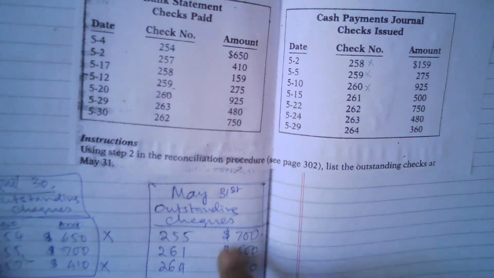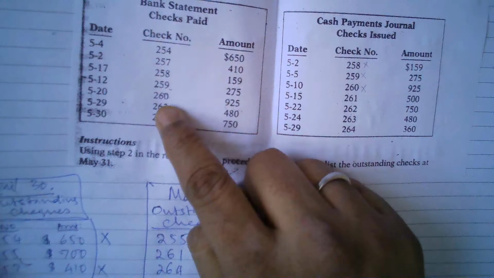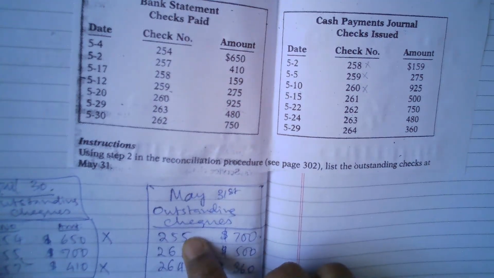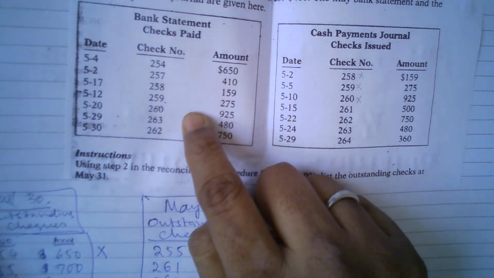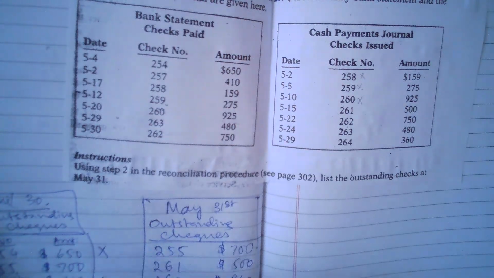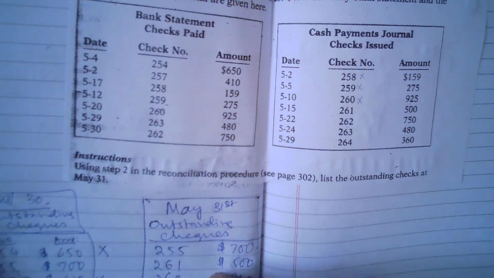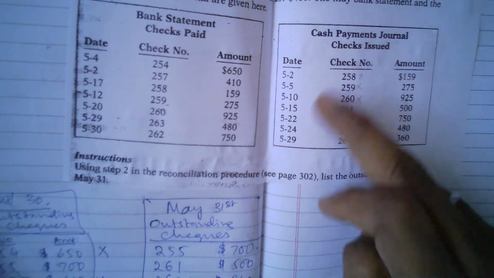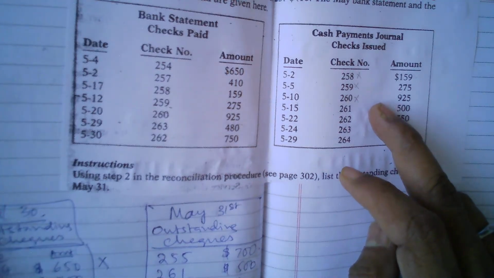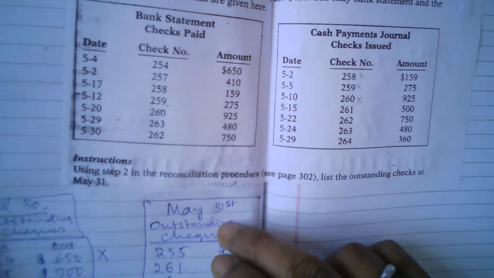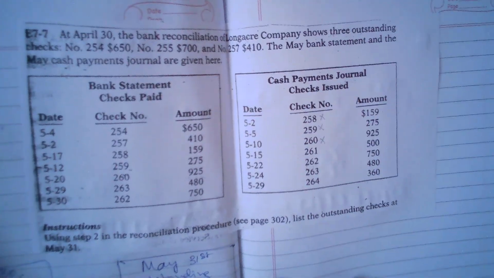Now the question is, who makes this statement? Because the company is issuing the checks, the bank does not know that check number 255 or 261 has been issued. Whenever the check is issued, the bank does not know. The bank will only know when the third party deposits that check in the bank. Therefore, this outstanding check statement has to be prepared by the company itself, and accordingly they have to adjust the bank statement to reconcile.